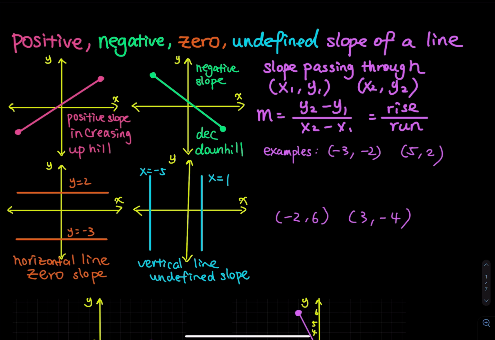Positive, negative, 0, and undefined slope of a line. The graph pretty much explains everything. Let's take a look at the first one. So this graph, I have a line.